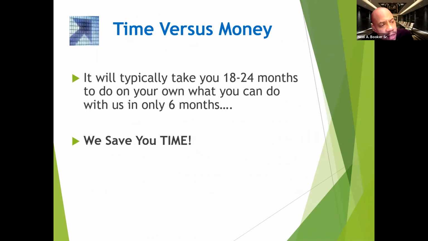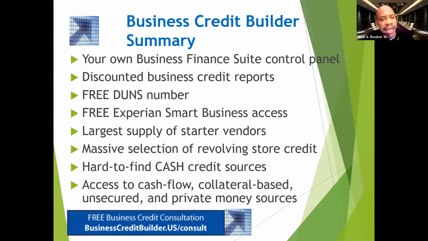This will typically take you 18 to 24 months to do on your own. What you can do with us, I'd say you'd be able to do in 6 months. But if you do it on your own, it's going to take you over a year. You're going to go over bumps and stuff. You need to have somebody that's going to streamline the efforts for you. Make sure you're not wasting time and you just smoothly build your business credit, okay? We save you time, okay?